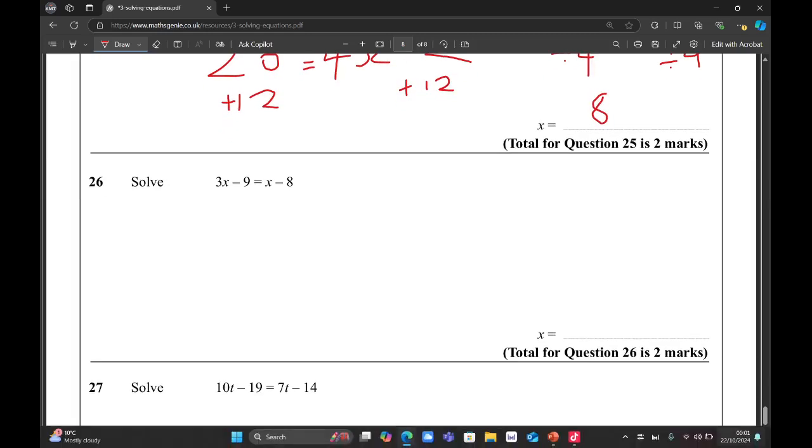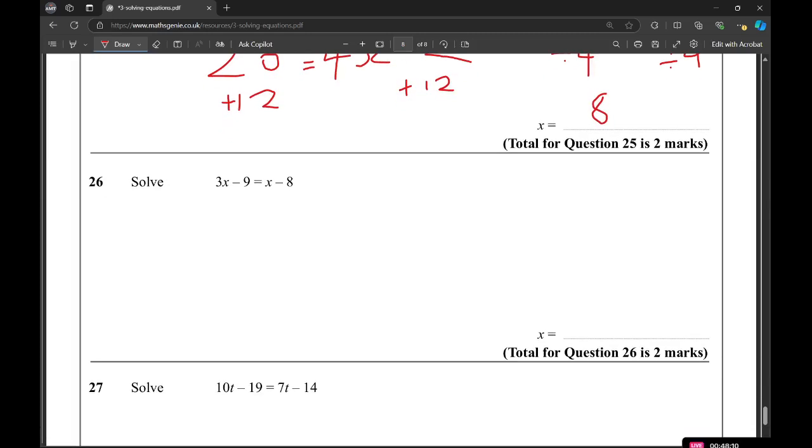So last two questions, and then we'll call it a night. So solve 3x minus 9 equals x minus 8.